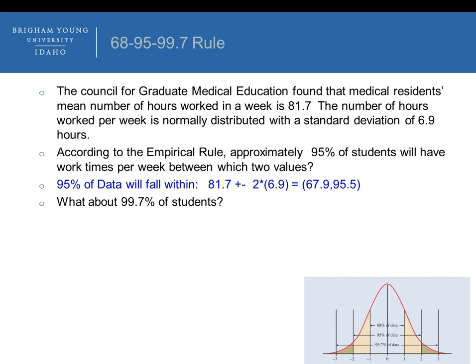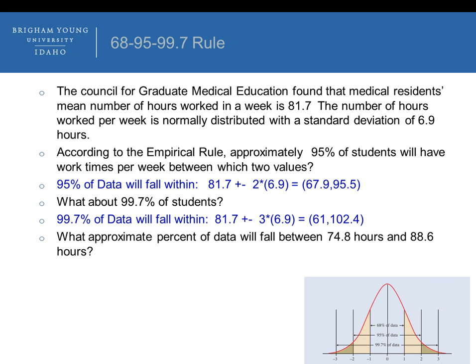Well, in this case, what you need to do is add and subtract three standard deviations away from the mean to get the two numbers, 61 and 102.4, where 99.7% of the data fall between those two numbers. So then the last question, stop the recording if you want to think about this: what approximate percentage of data will fall between 74.8 hours and 88.6 hours?